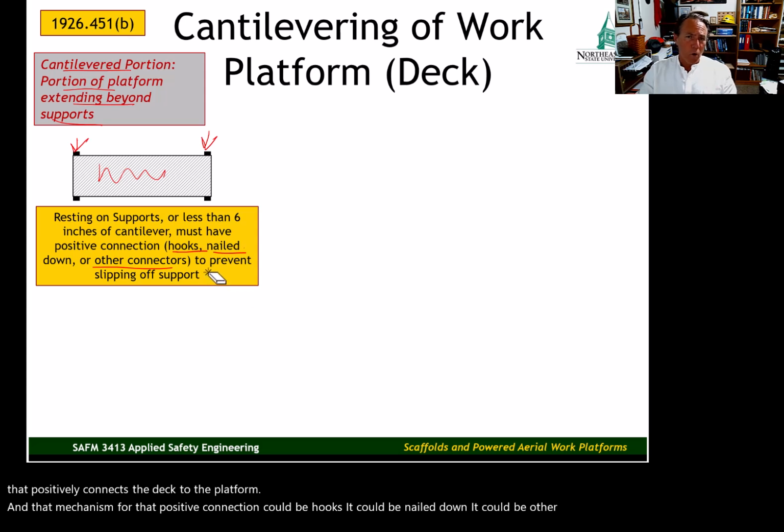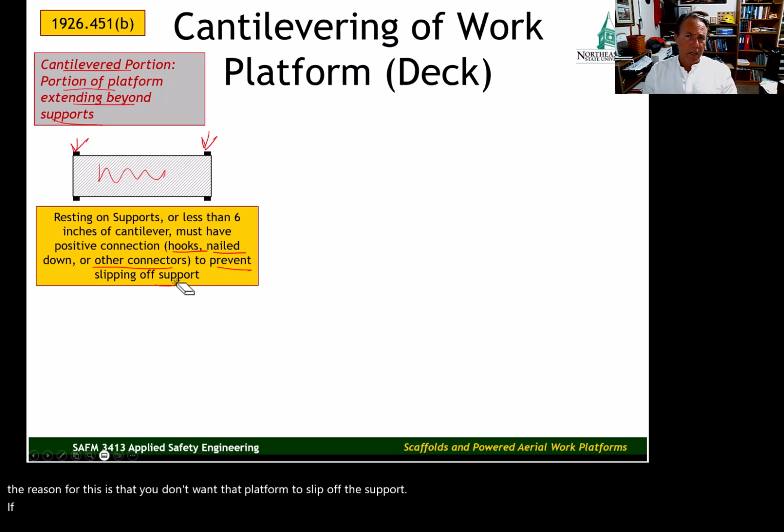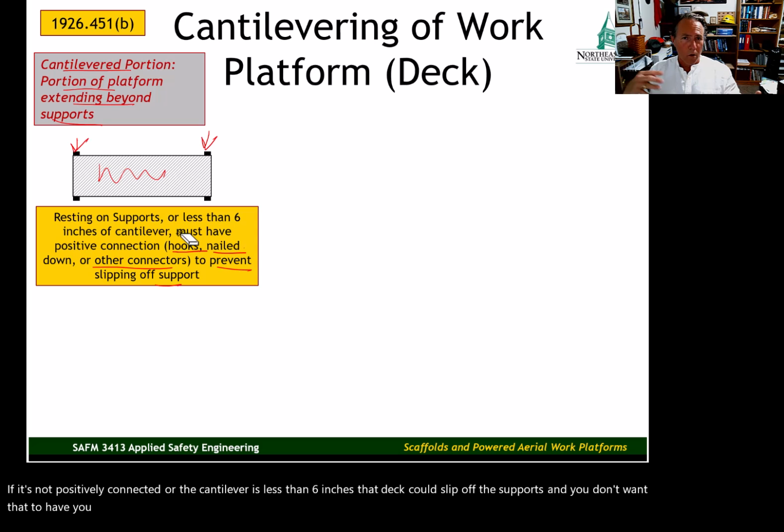And the reason for this is that you don't want that platform to slip off the support. If it's not positively connected, or the cantilever is less than 6 inches, that deck could slip off the supports, and you don't want that to happen with workers up on the platform. That could make for a really bad day for everybody on that project at that facility.